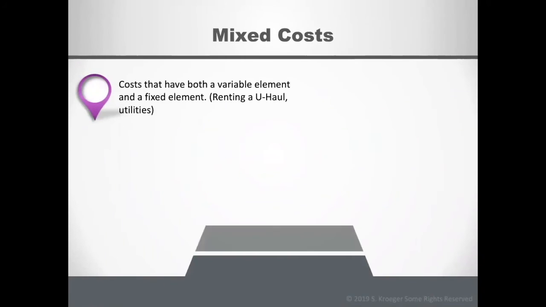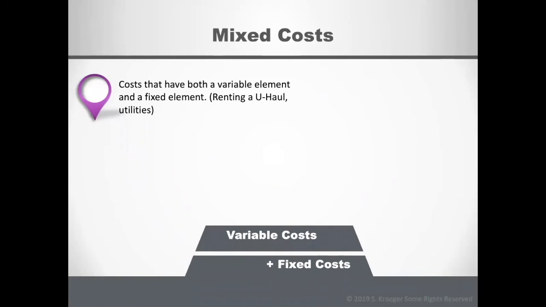Our final cost is a mixed cost. And you guessed it, it's a combination of both fixed and variable costs. One example I always like to use is renting a U-Haul. For anyone that has ever rented one, you know that you are charged a flat rental rate plus a per mile rate. The flat rate, you would be charged regardless of how many miles you drive. Therefore, that would be a fixed cost.